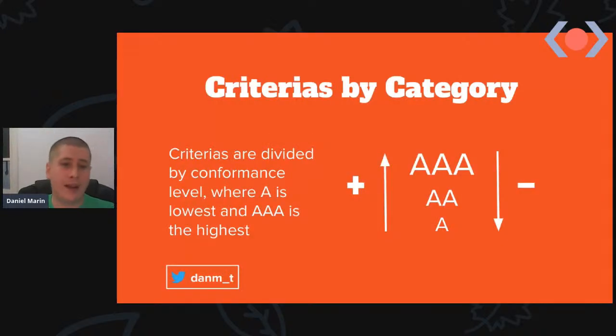Also, we have to take into account that these criteria are categorized by level. The levels are A, AA, and AAA, where A is the lowest and AAA is the highest conformance level. So when you say that your app is AAA, you're basically saying that you met all the 78 success criteria.